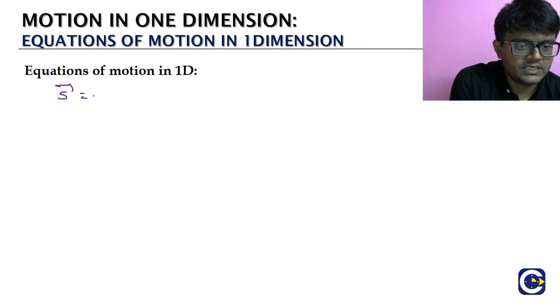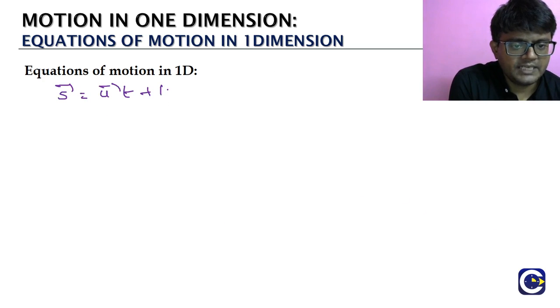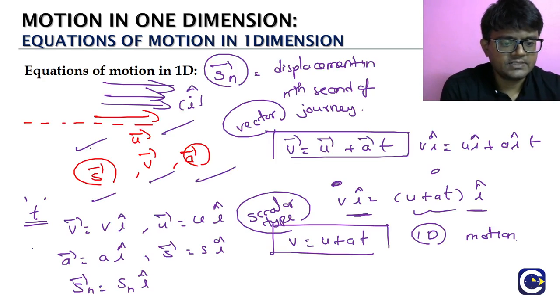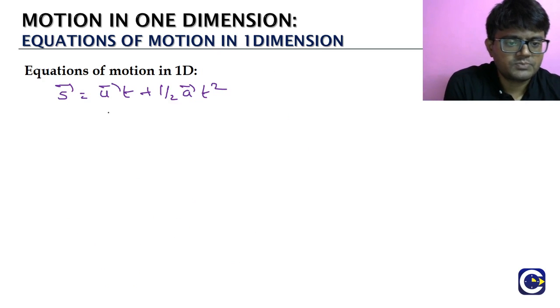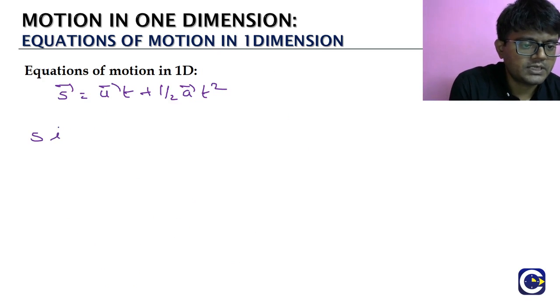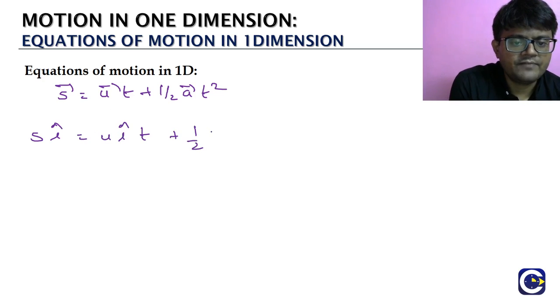What is the second equation? S is equal to ut plus half at square. Correct? So in this, S bar will be S into I cap, U will be U into I cap, A bar will be A into I cap. So we'll just have to substitute them. So look at it. S into I cap is equal to U into I cap into T plus half into A into I cap into the T square.